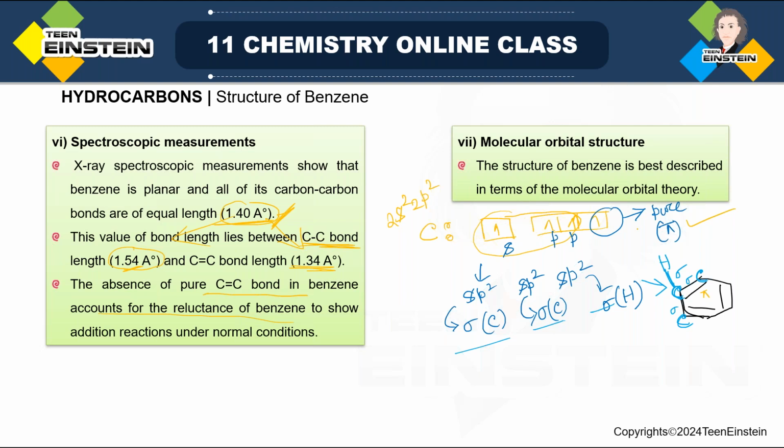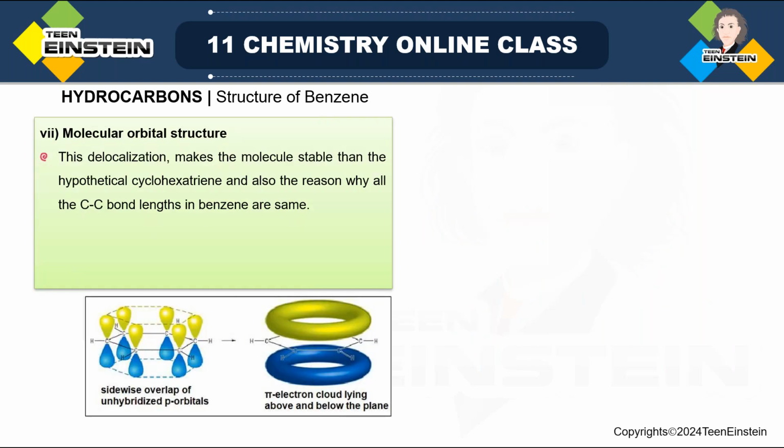Now this pure p orbital will remain perpendicular to the plane of the benzene ring. So if the benzene ring is on the plane of the screen, then this p orbital will be perpendicular to the plane of the screen, right? So hybridization is clear. Now we will see the molecular orbital structure.